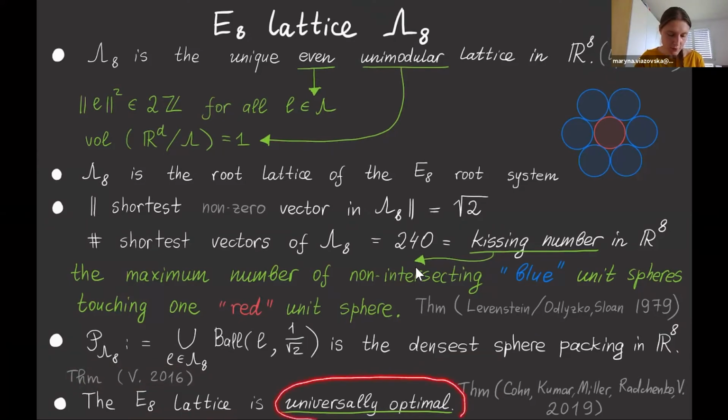It is universally optimal. So it's optimal not only for sphere packing, but for a wide range of energy minimization problems. If we think of our points, for example, as electrons which repel each other with a certain law, which we can actually change, and then, for example, we confine our electrons in some very big box, so they have, so to say, fixed density, then these electrons will arrange themselves into an E8 lattice.